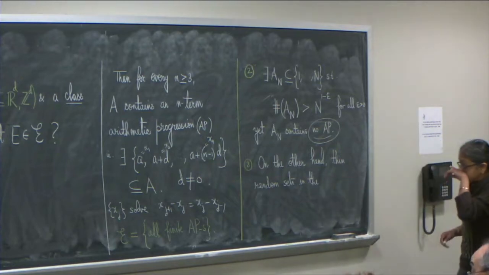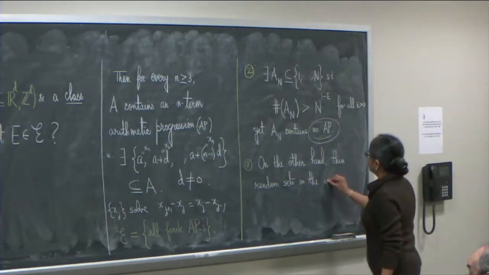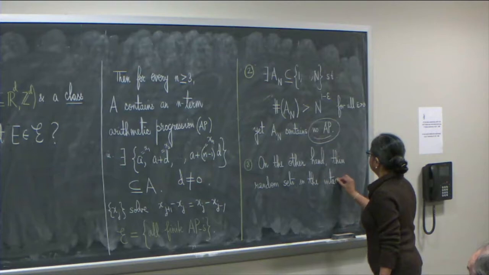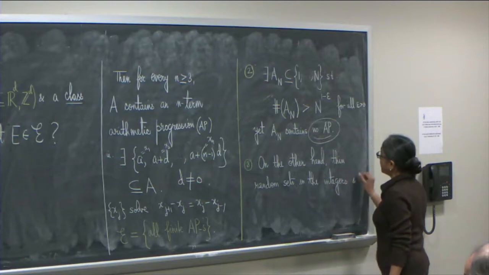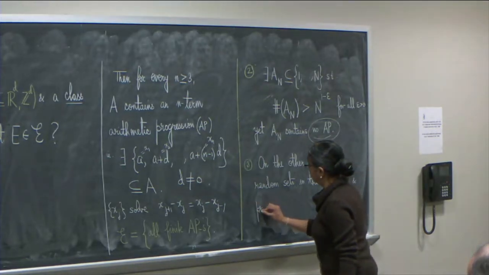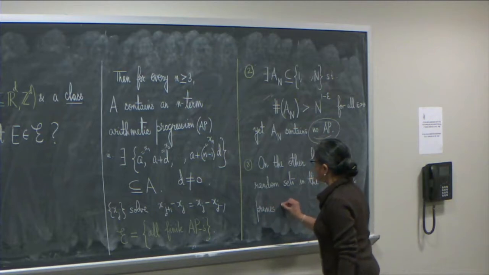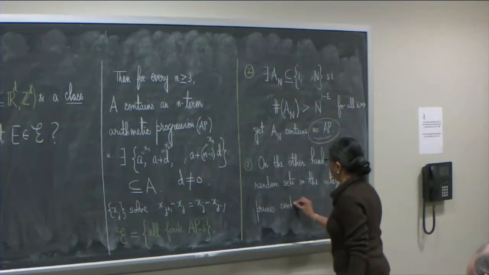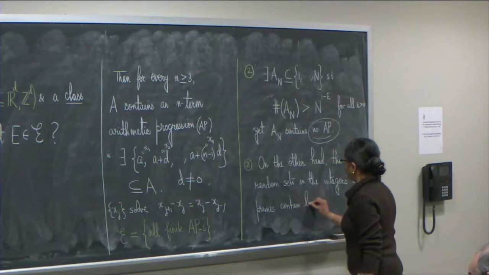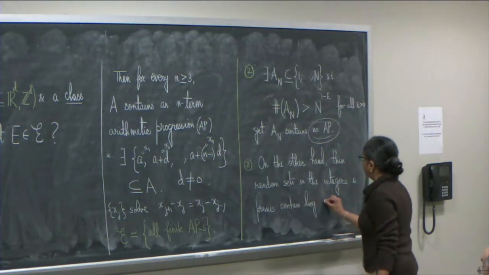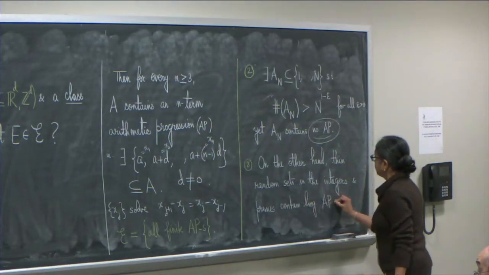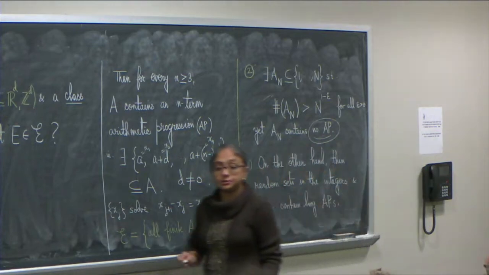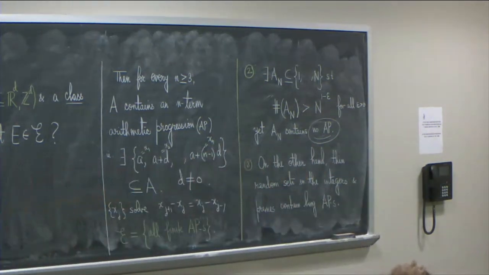So on the other hand, thin random sets in the integers, and of course primes, contain long arithmetic progressions, and these are quite well-known examples.